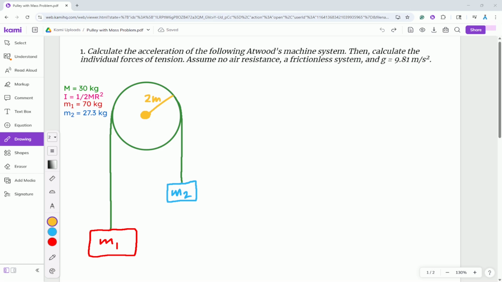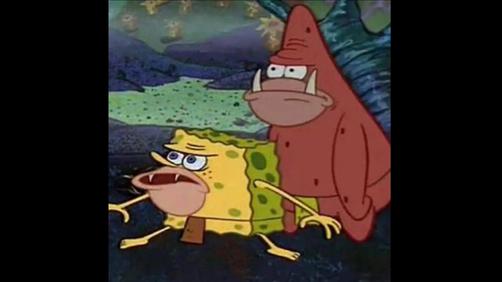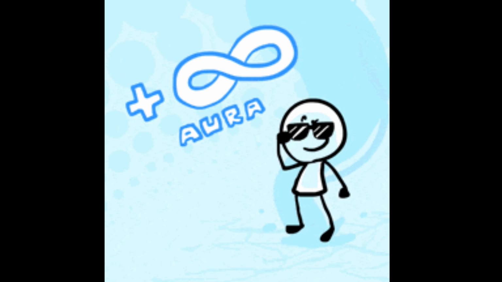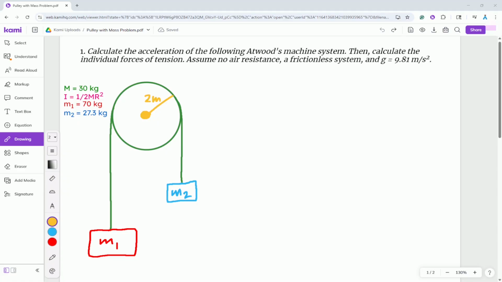Well, the old Atwood's machine that you learned about with just basic Newton's second law was too basic, too simplified. You didn't brain max enough. This is the next level. This will get you that infinite aura that you've always wanted. So let's tackle this problem together. And you're going to see that this problem really is light work.